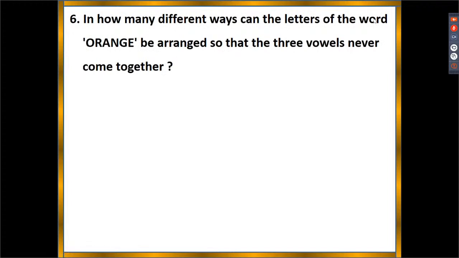Next one, same model. In how many ways can the letters of the word orange be arranged so that the three vowels never come together? Three vowels never come together.